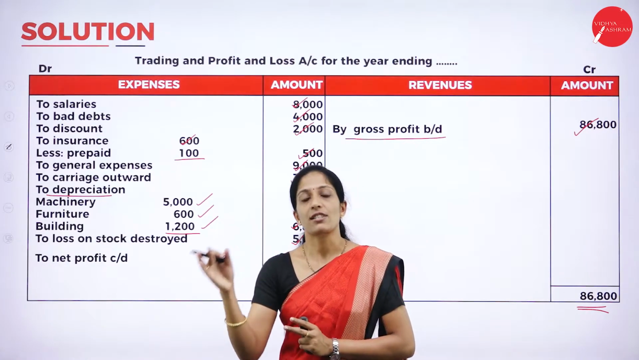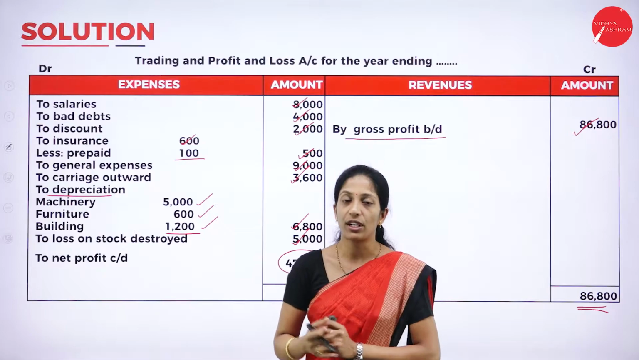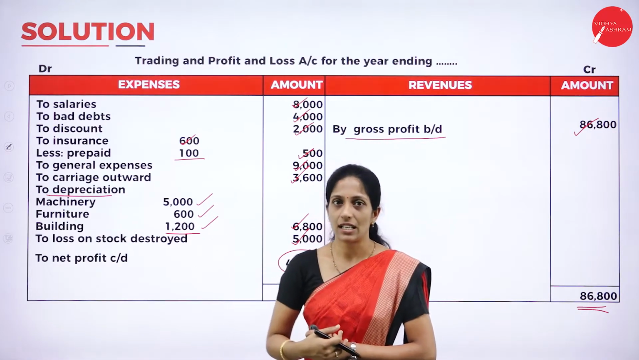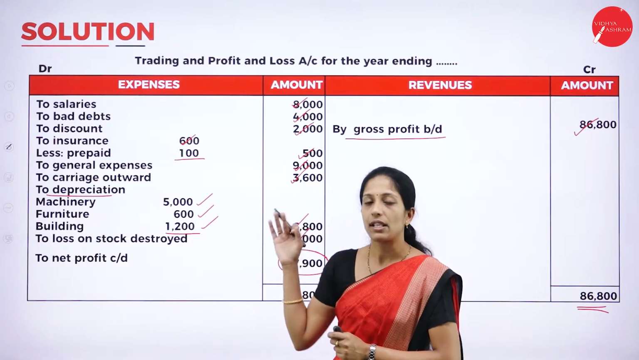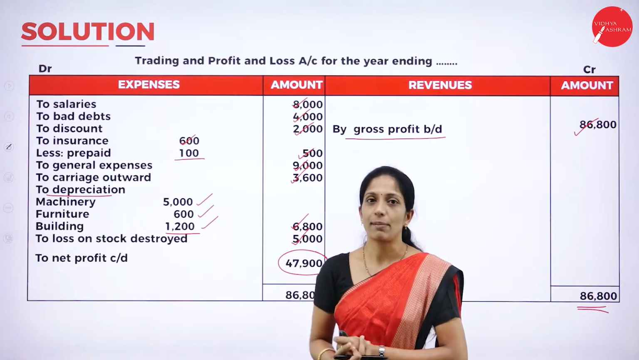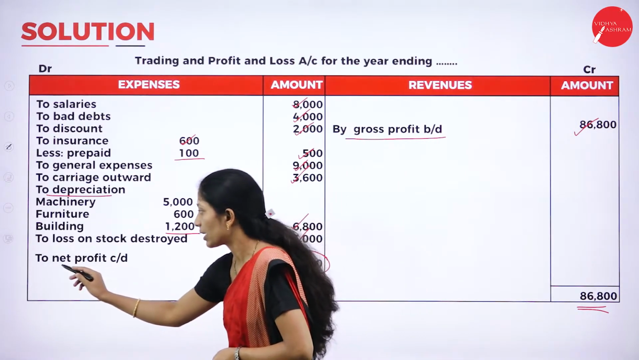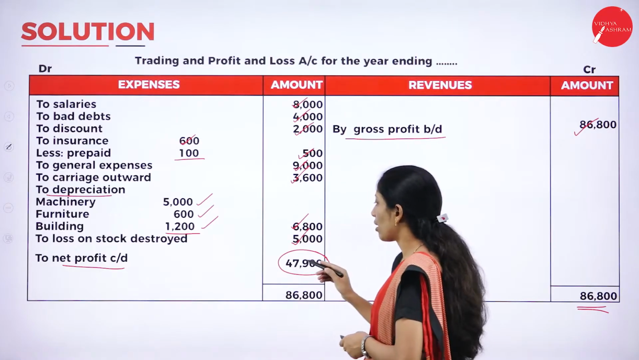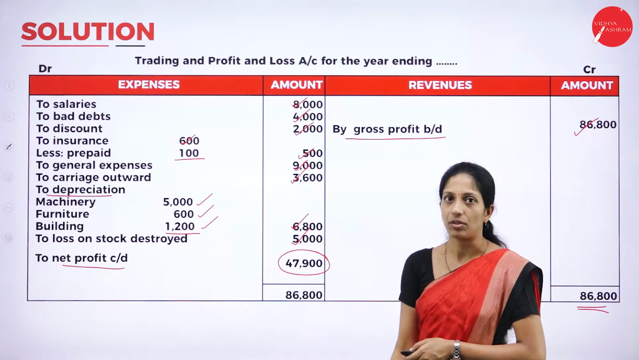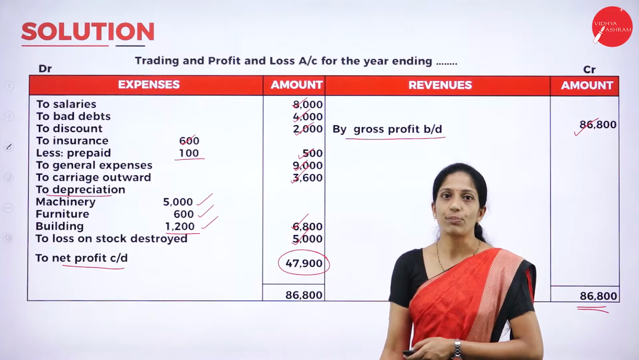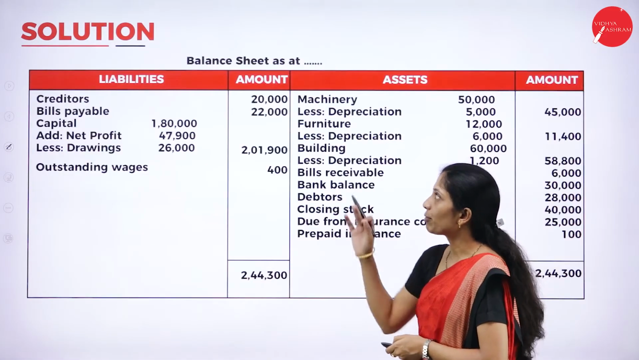By preparing this profit and loss account, the balancing figure will be net profit or net loss. If your credit side is more than debit side, then it is net profit. If the debit side is more than credit side, then it is net loss. In this problem, your credit side is more than debit side, so it is net profit. So to net profit carried down 47,900. Hope you are clear with trading profit and loss account. Now come to the balance sheet.